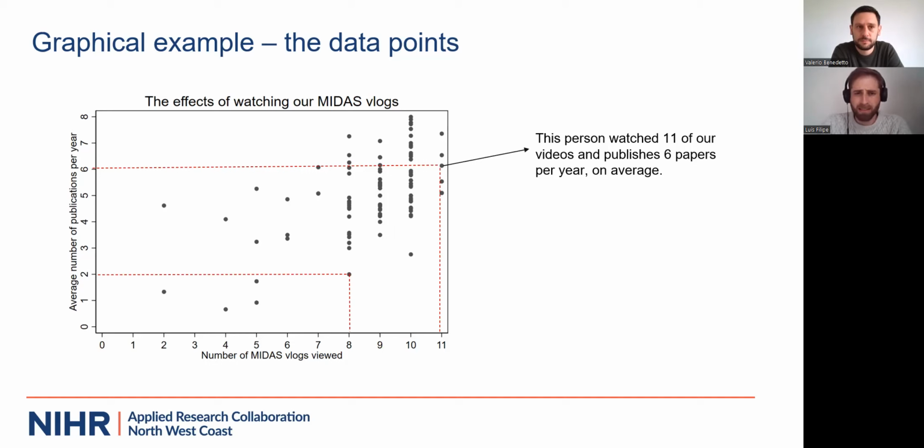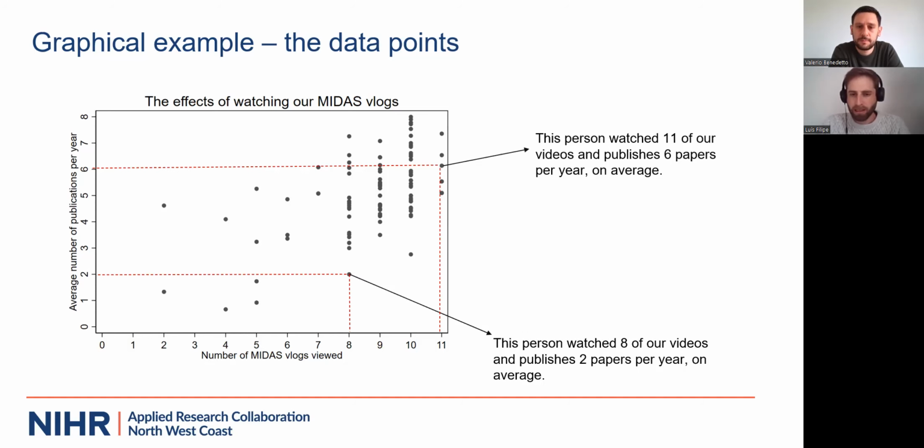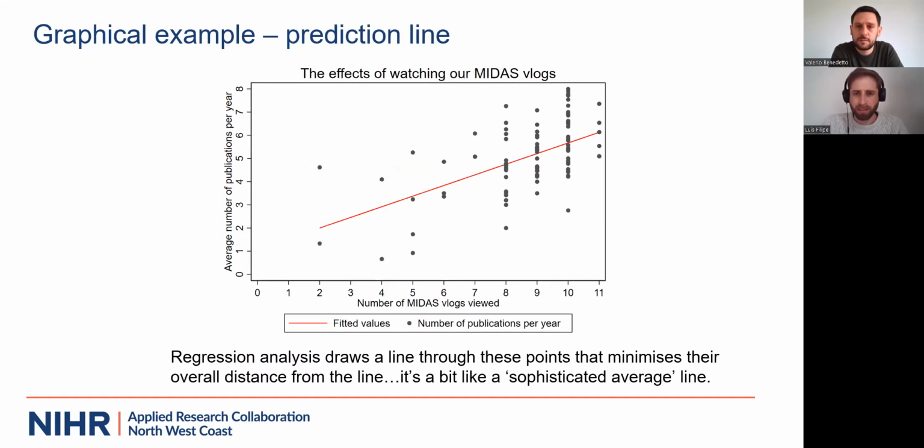Now, the idea is we want to understand what is the average relation between the number of vlogs viewed and the average number of publications per year. So we are going to try to draw a line that kind of reflects that average relation. And by drawing a line, we get this. Now, what is this line? It's a little bit more complicated than you might think, but not that much. It is a line that basically does this sophisticated average, minimizes the overall distance from every point to the line. But for now, you just need to understand that it is like an average line.